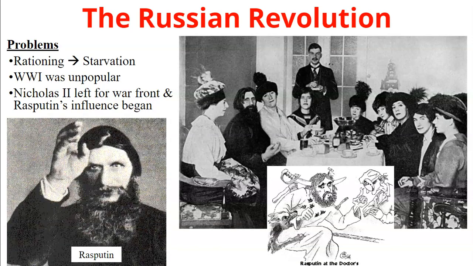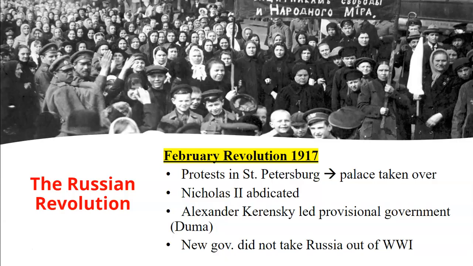So the problems that are going to stir: we've got a lot of rationing that's just because of the World War that's going to happen. World War I, of course, back then it's known as the Great War, which is going to lead to starvation. The war was unpopular. Nicholas II is leaving for the war front, and Rasputin's influence is going to begin. He's basically infiltrated the family, and nobody really likes that.